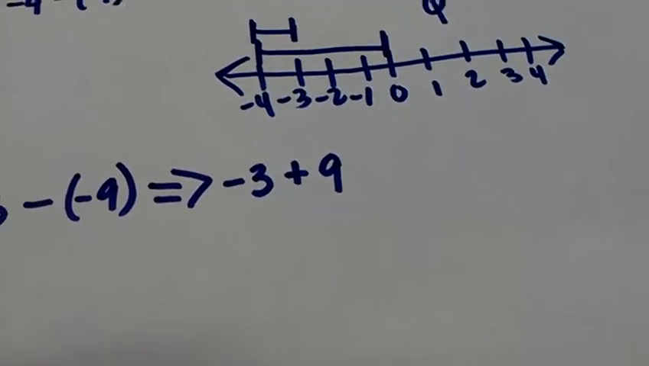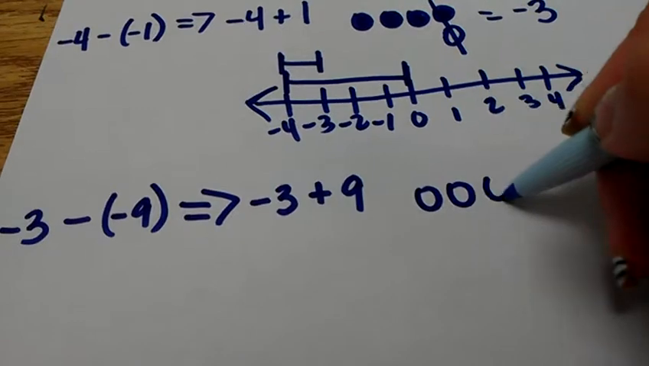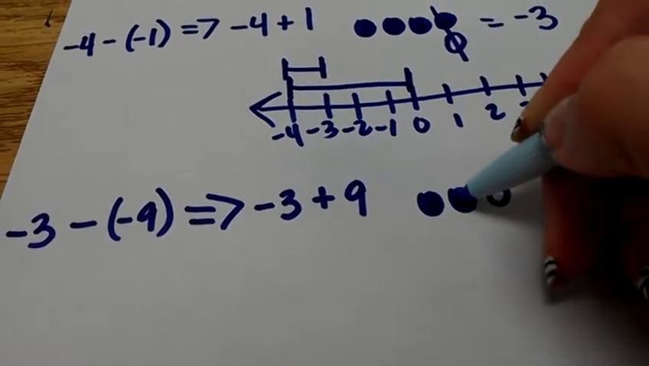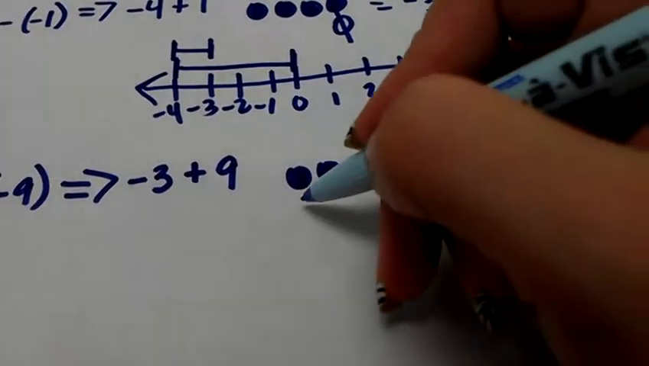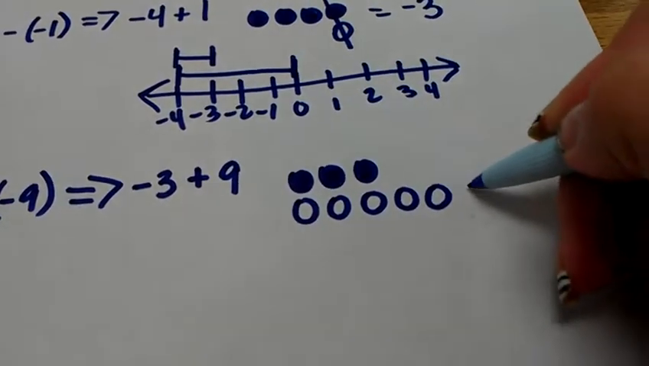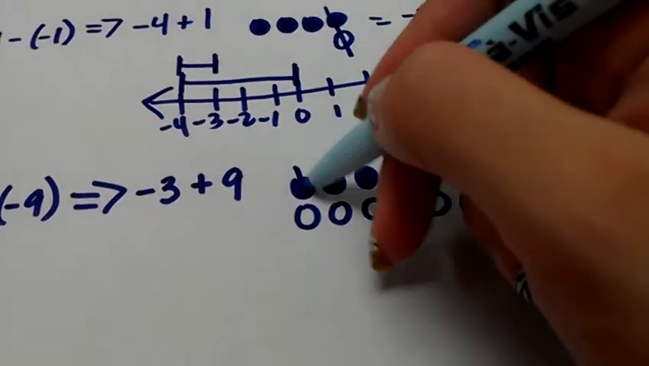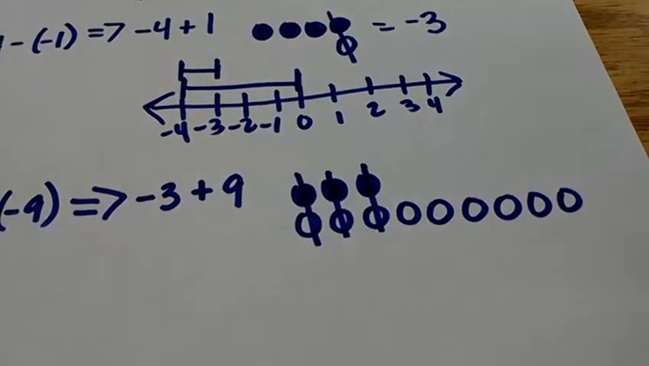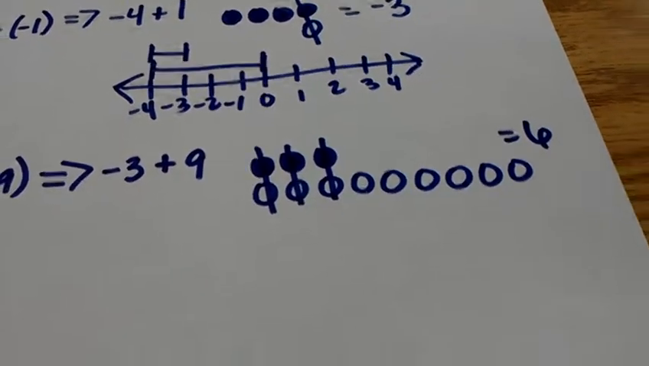So my problem says to start with -3. 1, 2, 3. Then it says to add 9 chips. 1, 2, 3, 4, 5, 6, 7, 8, 9. So I've created 3 zero pairs, and my final value is a +6.